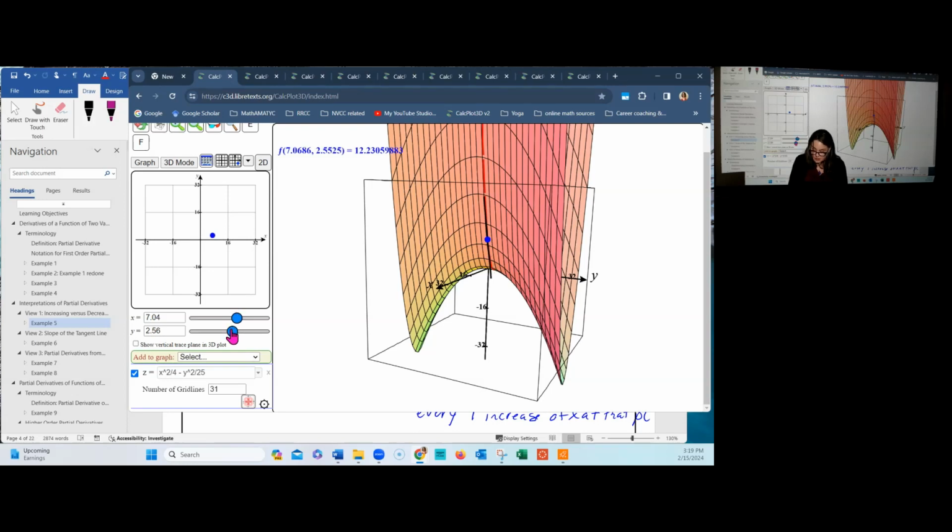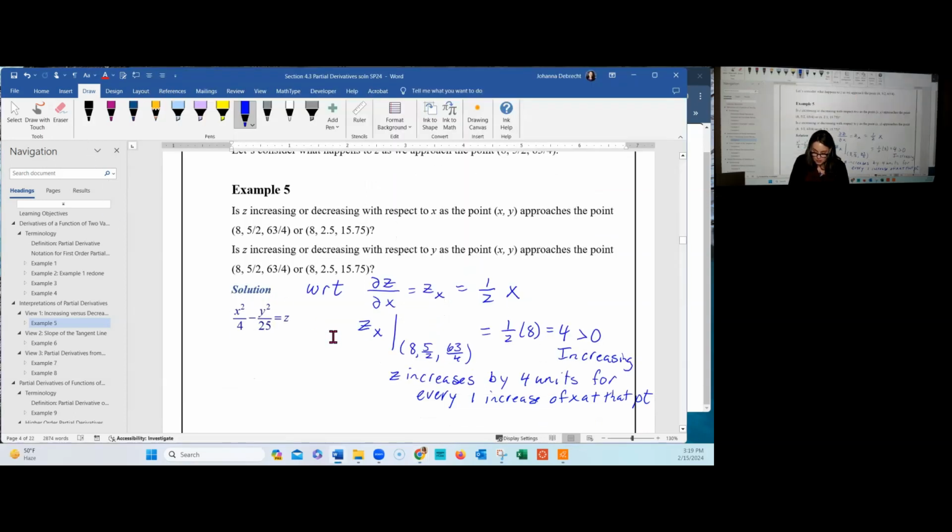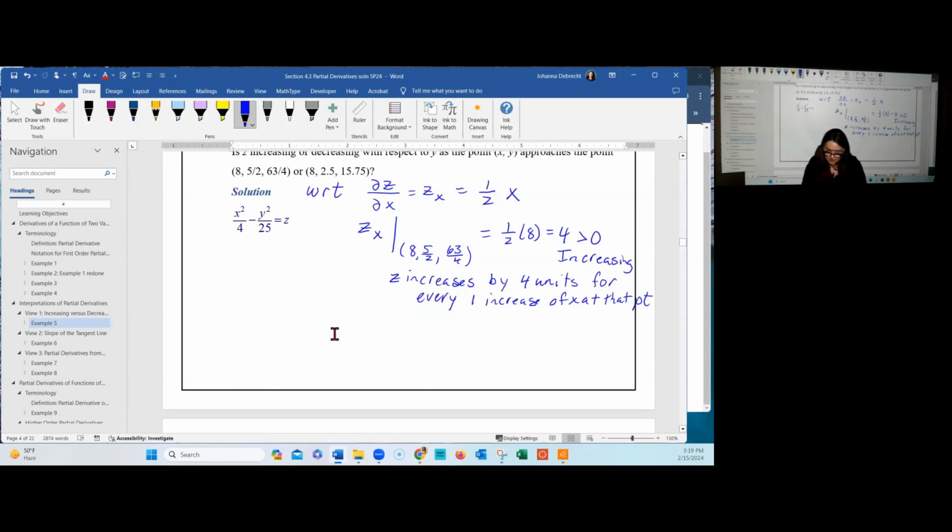What if you were to change the y instead? If you change the y instead, then you're moving with respect to y, but it's still giving you the partial with respect to x for that fixed value of y. Let's now go back and compute our partial with respect to y.